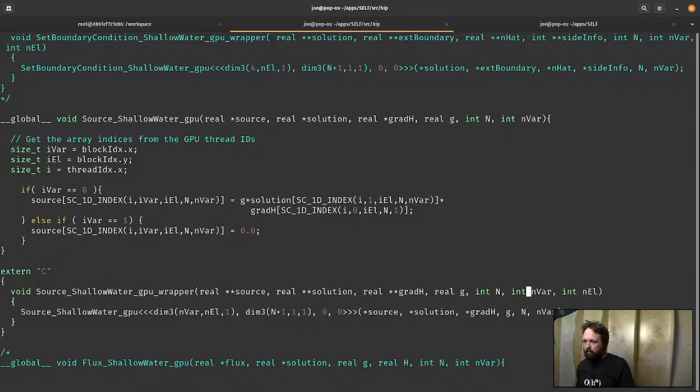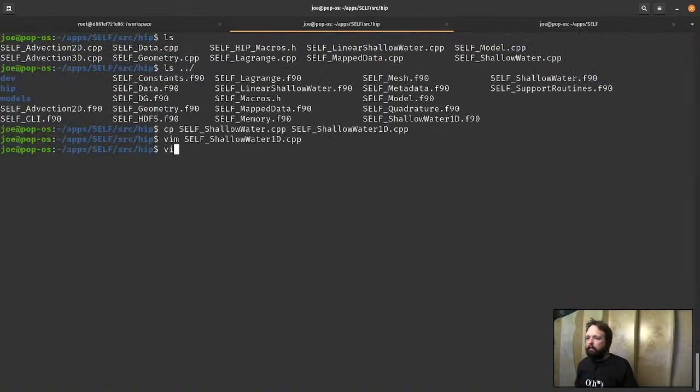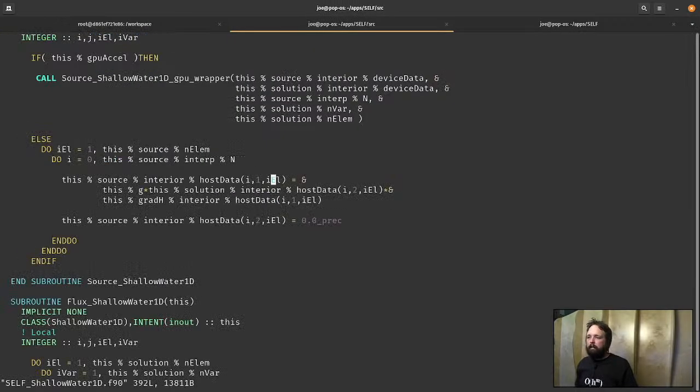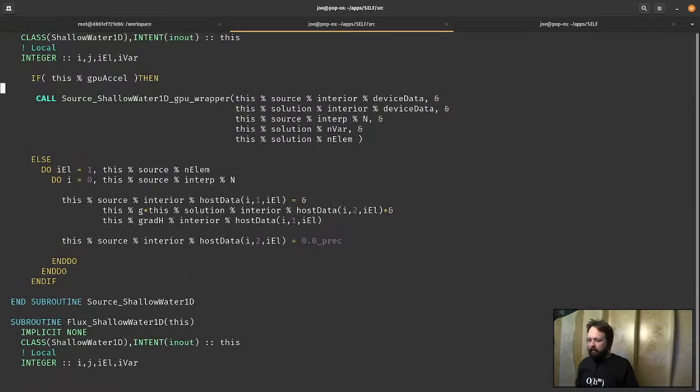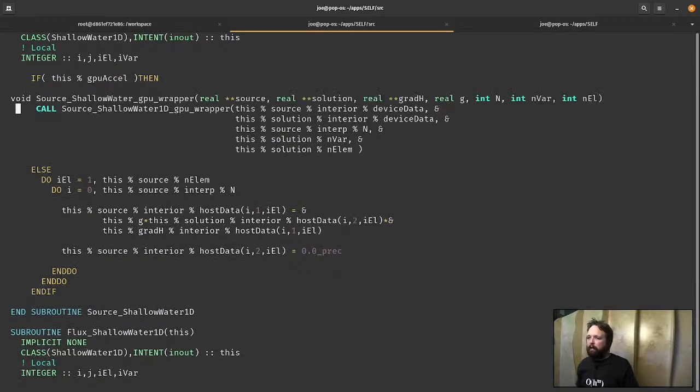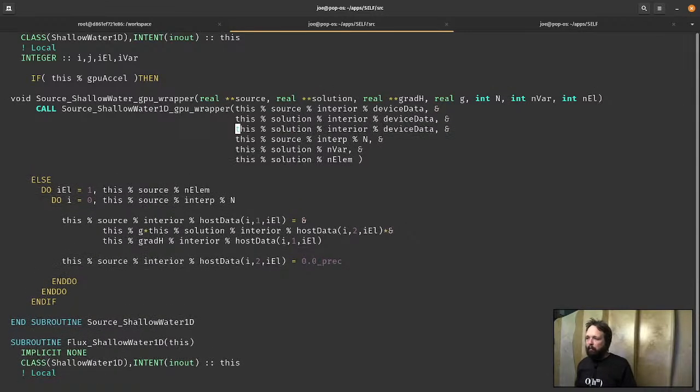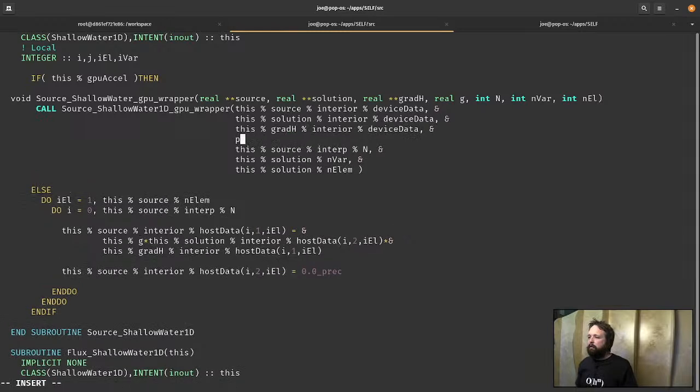So let's steal that line. Let's go back into shallow water 1D. Whoops. All right. So what did that API look like? So we had source, solution. We need grad h down below. So let's go ahead and add that. Then we need g, so the gravitational acceleration coefficient.